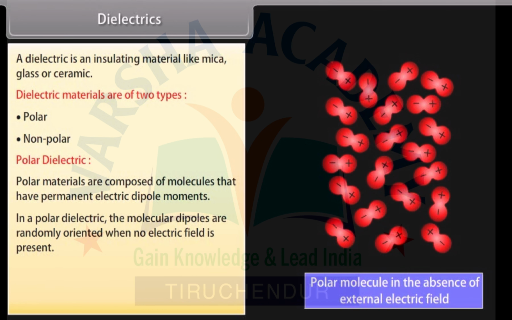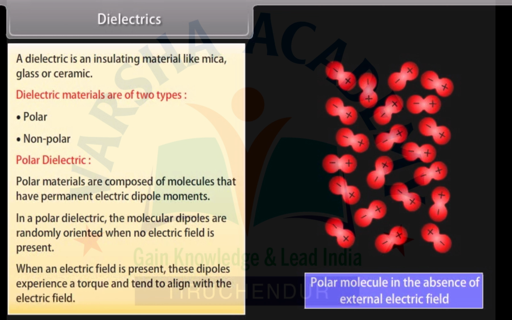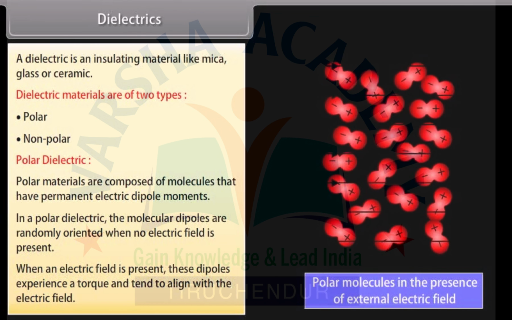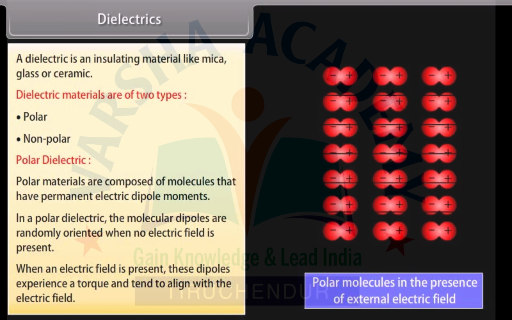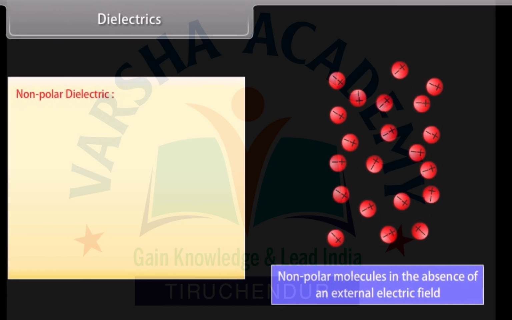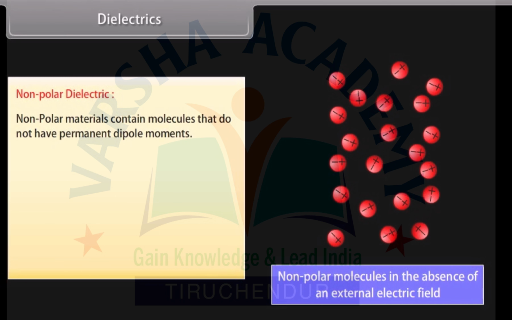In a polar dielectric, the molecular dipoles are randomly oriented when no electric field is present. When an electric field is present, these dipoles experience a torque and tend to align with the electric field. Non-polar dielectric. Non-polar materials contain molecules that do not have permanent dipole moments.